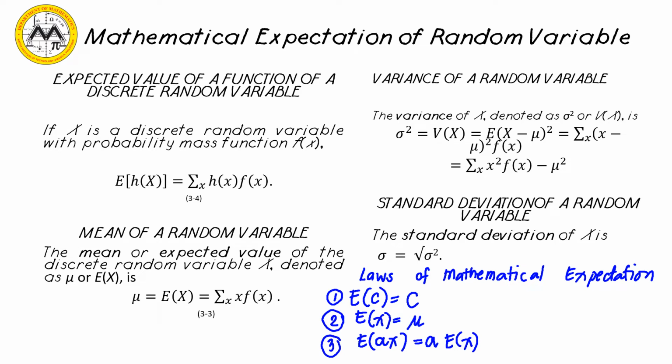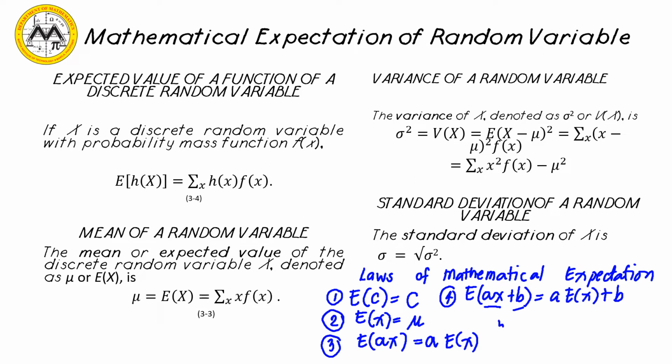So therefore, if we want to have the expected value of ax plus b, it would be a times the expected value of x plus b. So the expected value of ax plus the expected value of b. And the expected value of ax plus b is a times the expected value of x plus b.